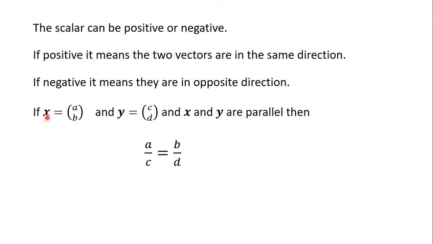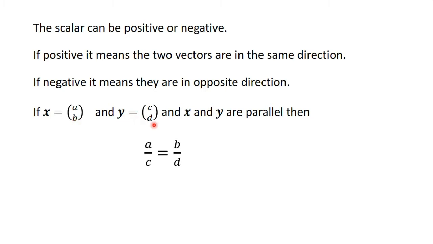Here we are saying that if vector x is a, b, the components are a, b, and the components of vector y are c, d, and x is parallel to y, or x and y are parallel, then if you divide the x component of this vector by the x component of this vector, the value that you get should be the same as dividing the y component of one vector by the y component of the other vector. Hope that is clear. So if vector x is parallel to vector y, then if you divide a by c, you should get the same answer as dividing b by d.